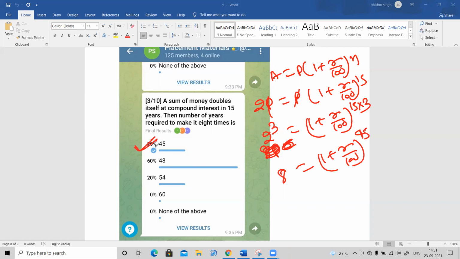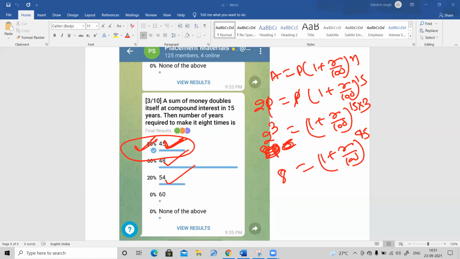So this is our correct answer. I think only one student has given the correct answer, this one. The 60% of people have given this one and this one. So those who have given 45 years, their answer is correct. This question also, no need to use the formula.